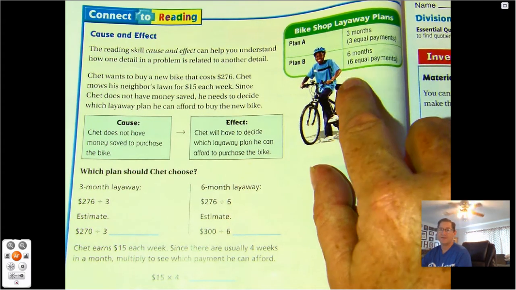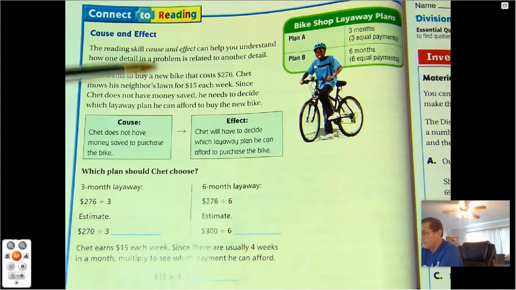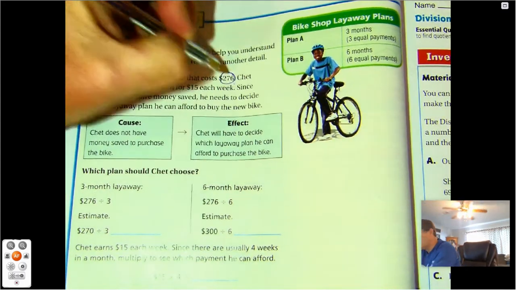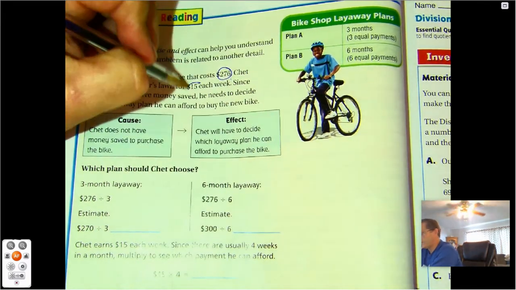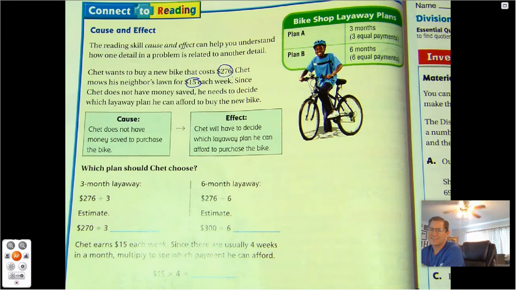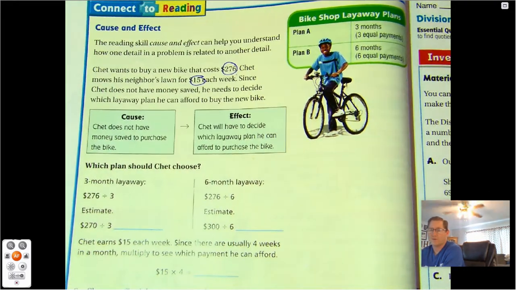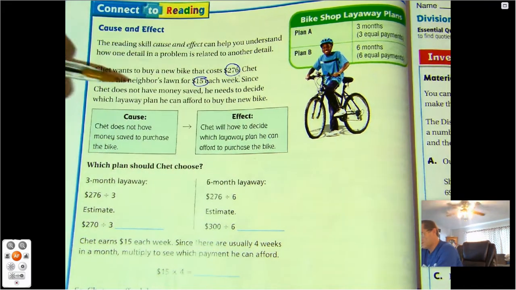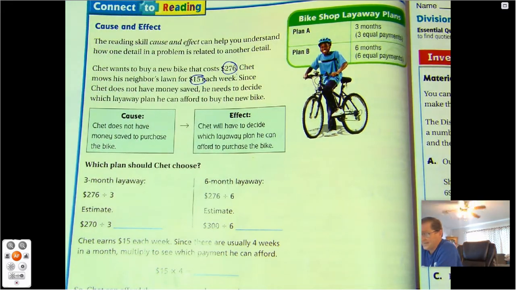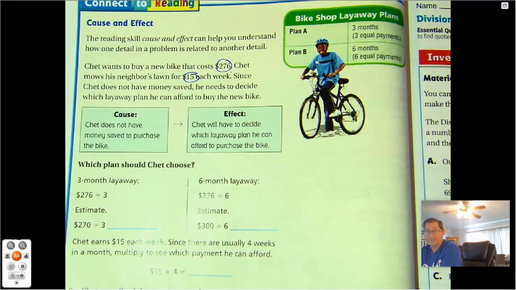So Chet wants to buy a new bike that costs $276. Chet mows his neighbor's lawn for $15 each week. Since Chet does not have money saved, he needs to decide which layaway plan he can afford to buy the new bike. All right. So what's the cause? Chet does not have enough money saved to purchase the bike. So what's the effect got to be? He's got to decide between which layaway plan. Okay, so which plan should Chet choose? The 3-month or the 6-month?